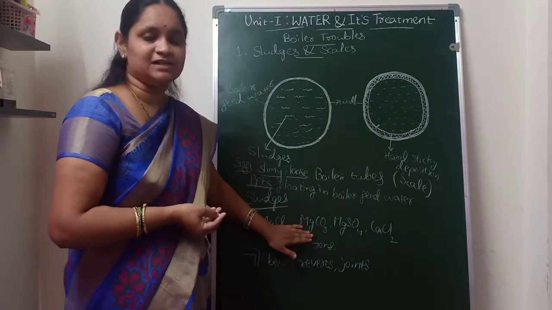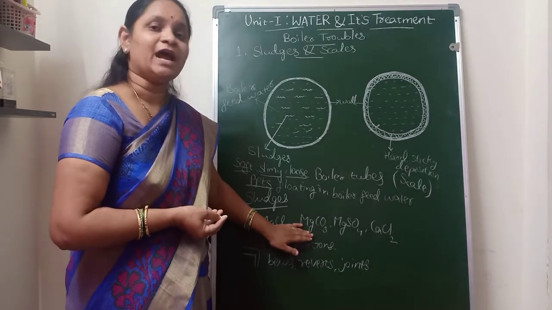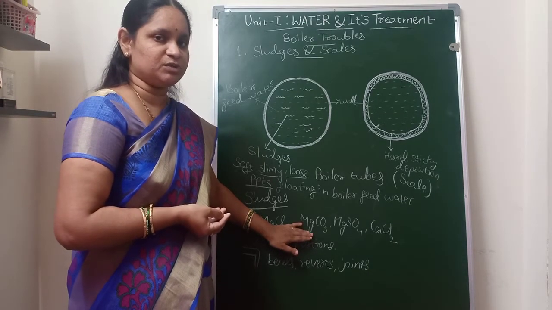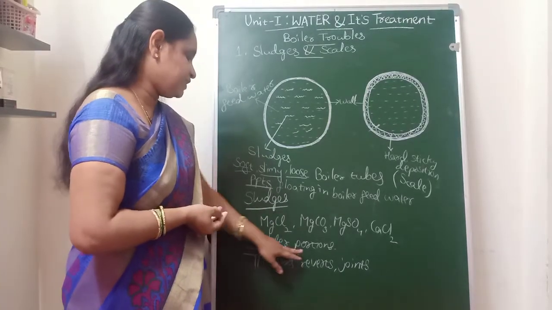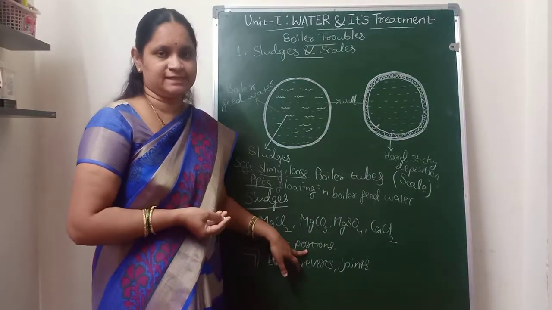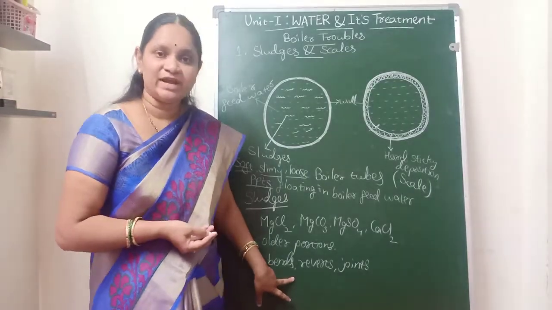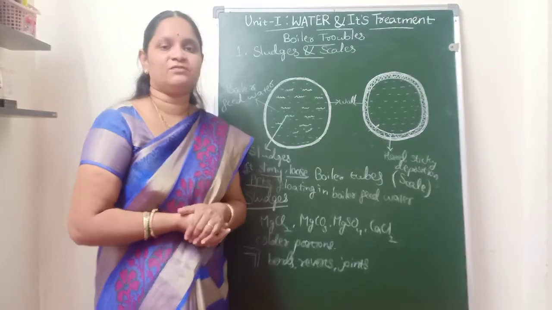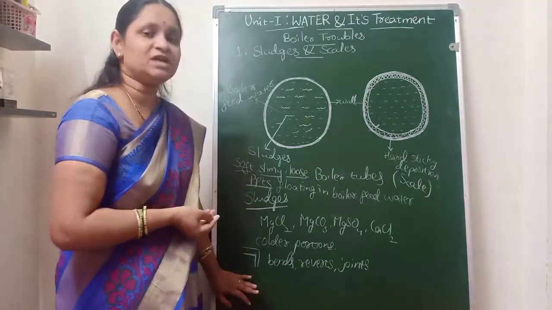These salts have high solubility in hot water and low solubility in cold water. Because of that, sludges will generally be formed in the colder portions of the boiler tubes, and also get deposited at bends, reverts and joints of the boiler tubes. So this is the reason for the formation of sludges.